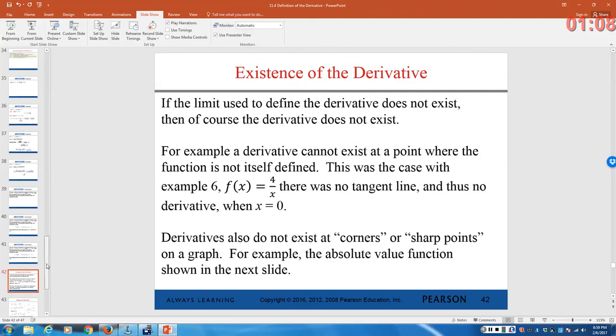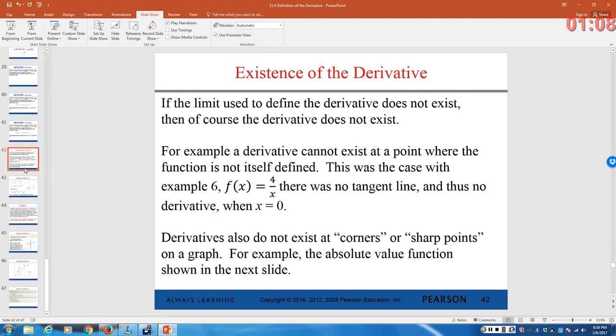This is the part that I want to make sure that I show you, though, because this is important. If the limit used to define the derivative doesn't exist, then the derivative's not going to exist. A derivative can exist in two cases. It can exist in a point where the function is itself not defined. So, for example, f of x equals 4 over x. There was no tangent line where x is equal to 0 because f of 0 is not defined.